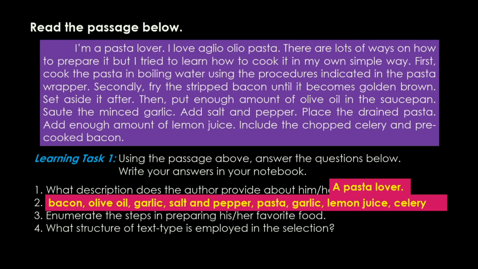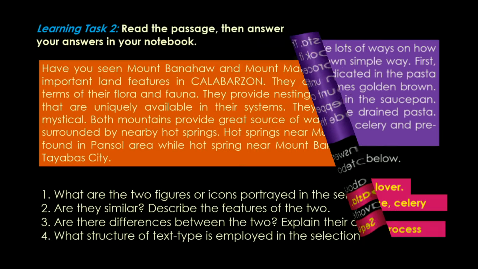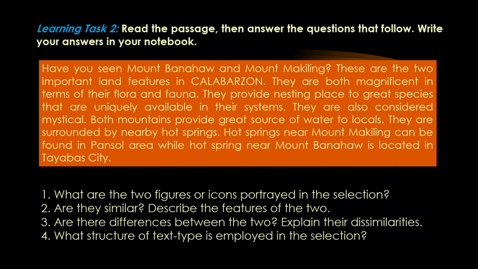Next, what structure of text type is employed in the selection? In this selection, the text structure is sequence, instruction, or process. Why is the text structure sequence, instruction, or process? It is because it provides steps in performing an action or events. It involves process. Let's move on to learning task 2.